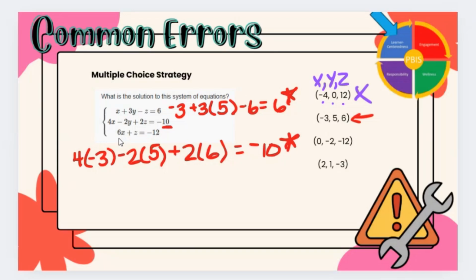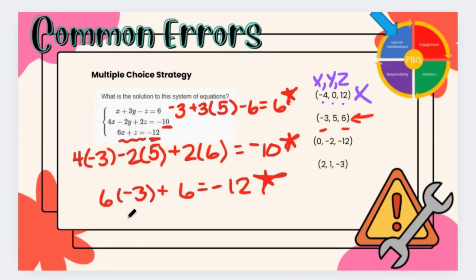And in this third one, you'll see that there isn't a y. There's just an x and a z. So we need to make sure that we're using the x and the z. So 6 times -3 plus 6 equals -18 plus 6 equals -12, which is exactly what the problem wants us to get to.